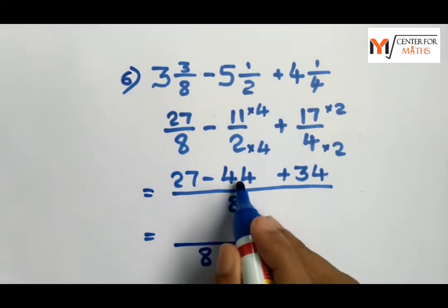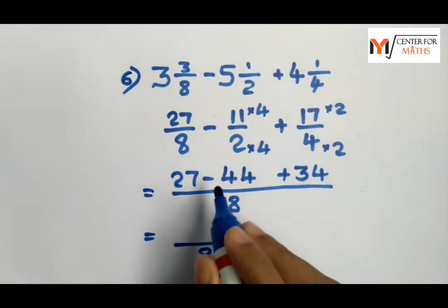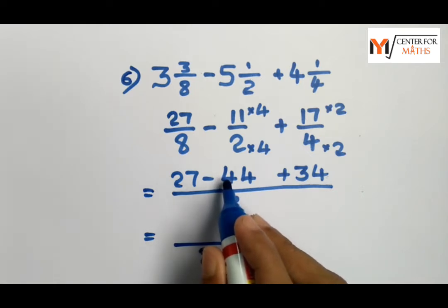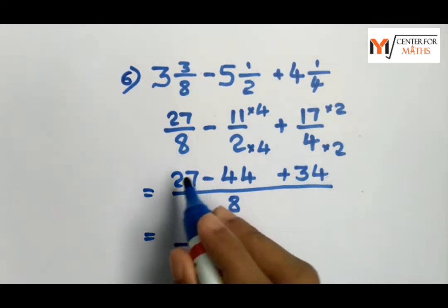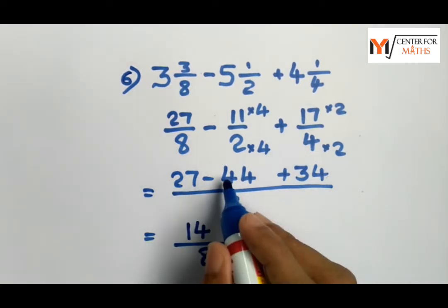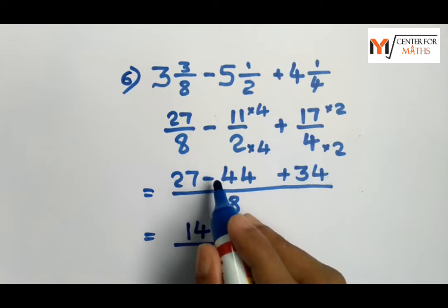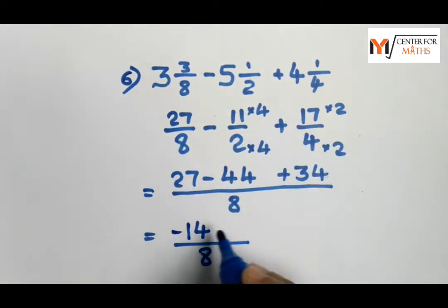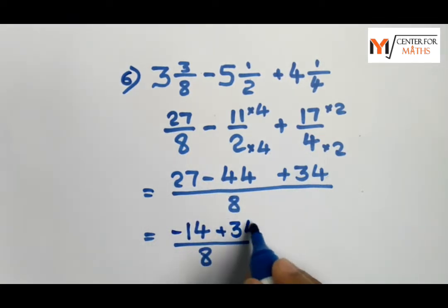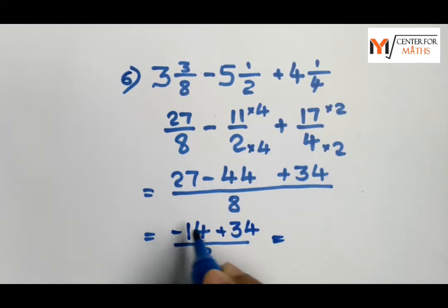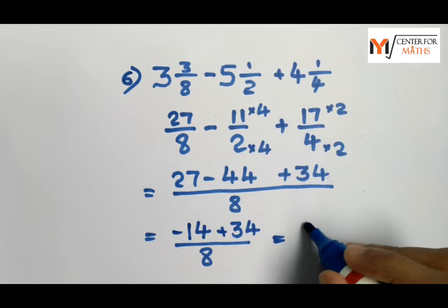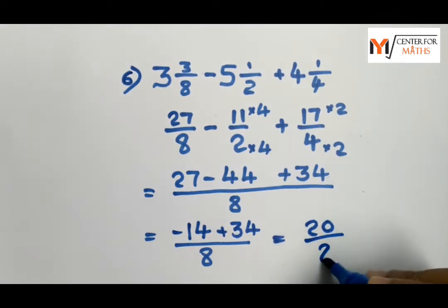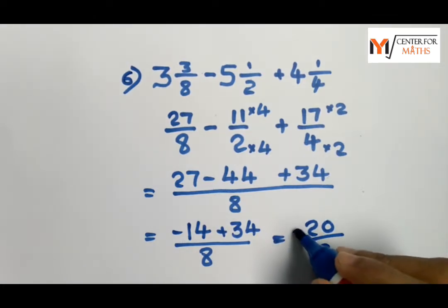First of all, 27 minus 44. So the answer is, you can see 44 is greatest. So 44 minus 27, the difference is just 14. And take the difference. If you have to subtract, take the difference and write the highest sign. So here the highest one is minus, and plus 34. So now you can see again 1 minus, 1 plus. So again we have to take the difference. So the difference is 20 over 8. And what is the sign? Plus.